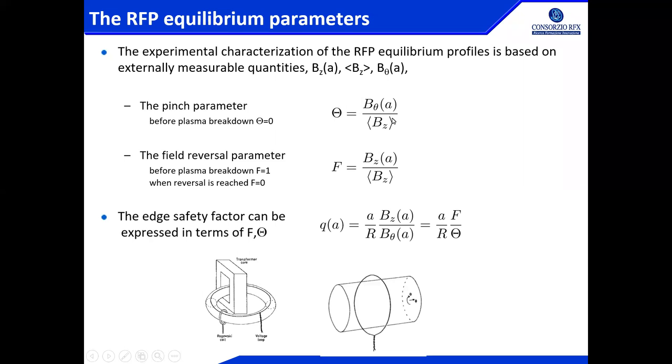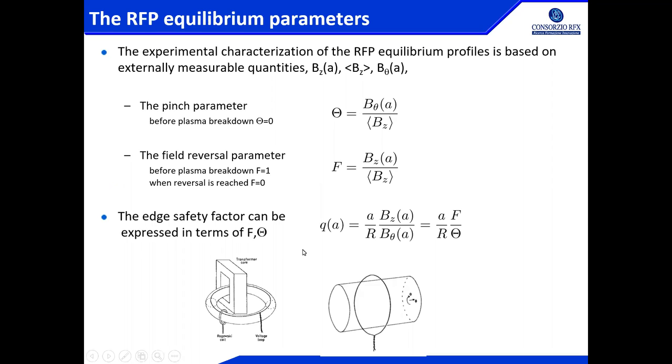The new parameter, which characterizes the RFP and which was not present at the time of the theta pinch, is the field reversal, which is F, and which represents the edge value of the toroidal field normalized to the average value. At plasma breakdown, whenever you are in vacuum, this number is one, while theta is zero, because the plasma has no current.